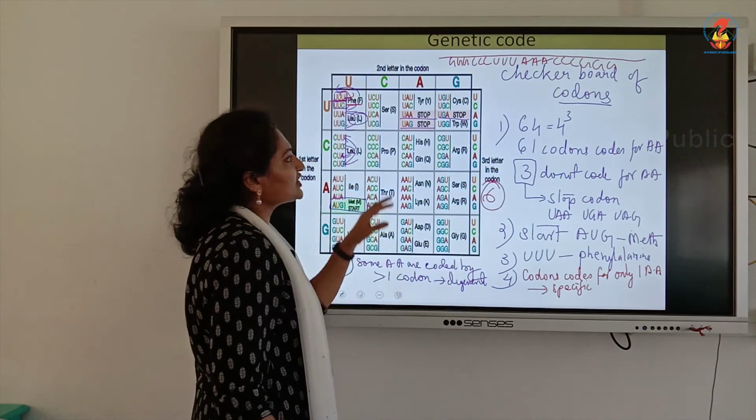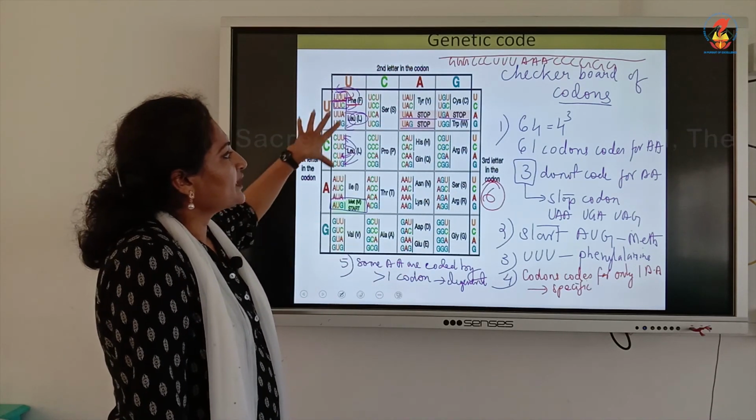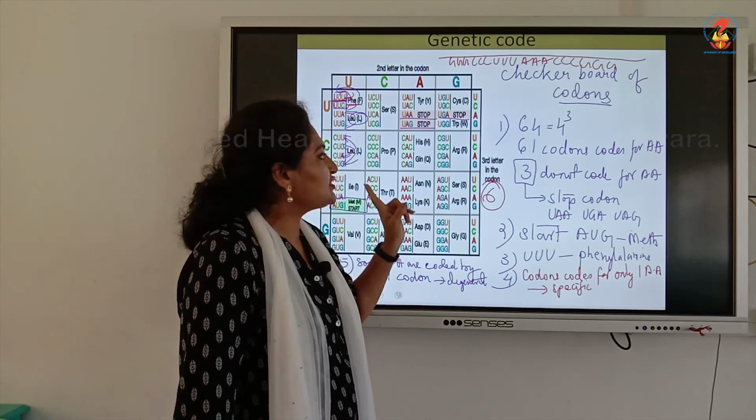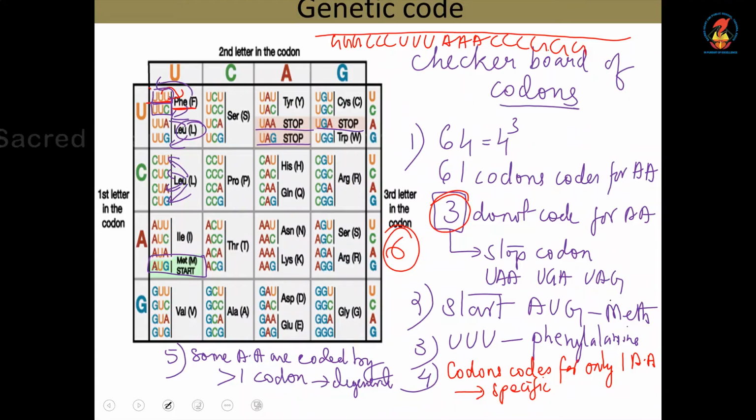So, once again, the 6 features. The first feature you can elicit from the checkerboard: there are 64 codons, of which 61 code for amino acids, and 3 do not code for an amino acid, which are the 3 UAA, UGA, UAG. You can figure it out here.